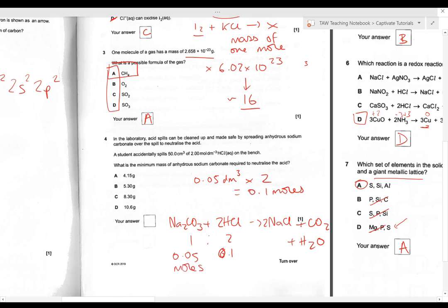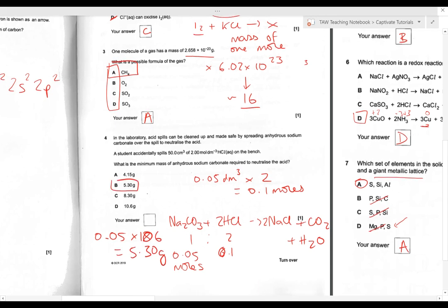And now we need to convert the moles of sodium carbonate into a mass. So 0.05 times by 106. And that gives us a mass of 5.3 grams. So the correct answer is B.